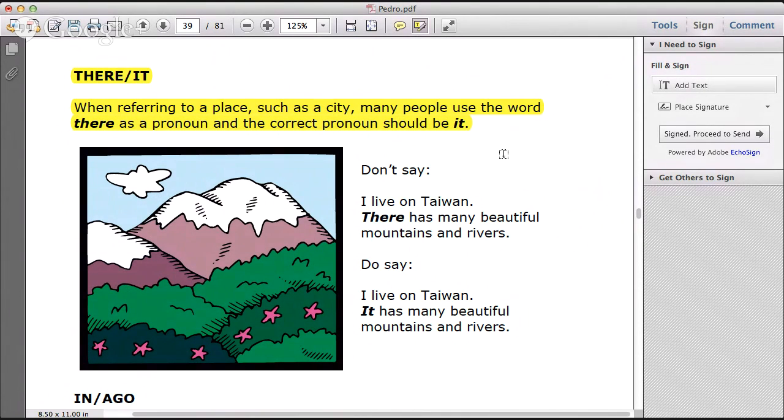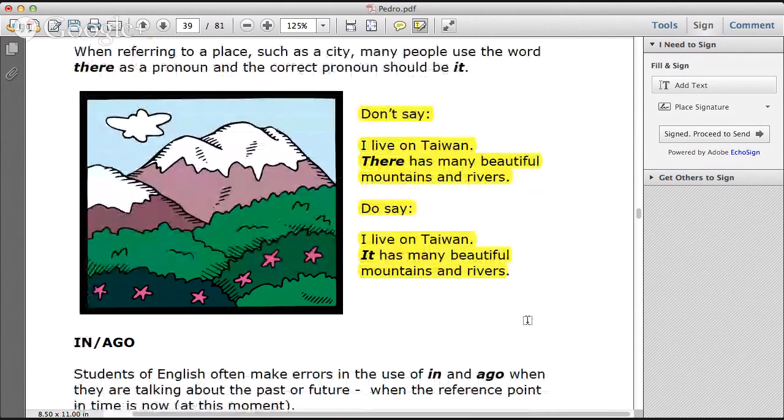Okay, very good. Let's go to Heidi, and Heidi, let me have you read through what we don't say and what we do say, please. Don't say: I live in Taiwan. There has many beautiful mountains and rivers. Do say: I live in Taiwan. It has many beautiful mountains and rivers. All right, very good.